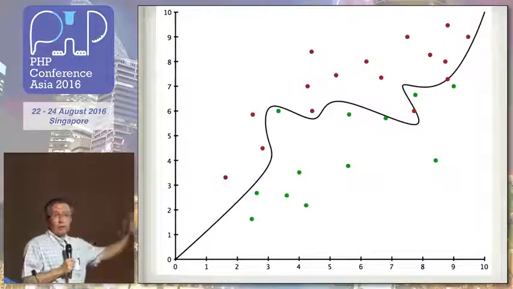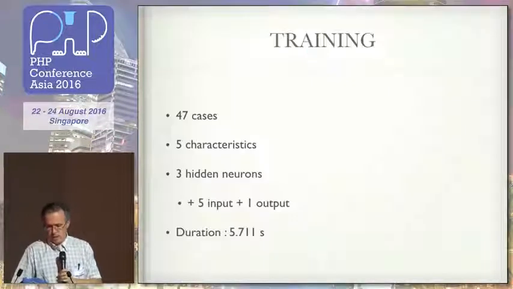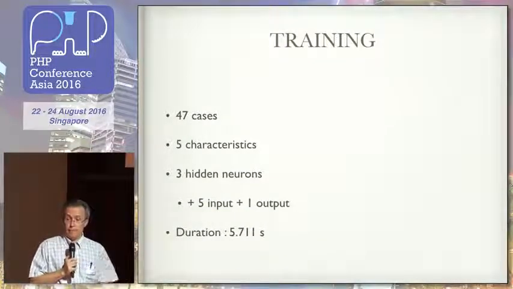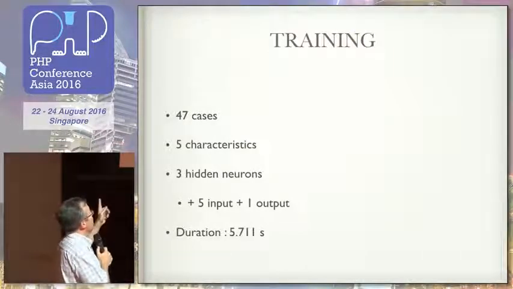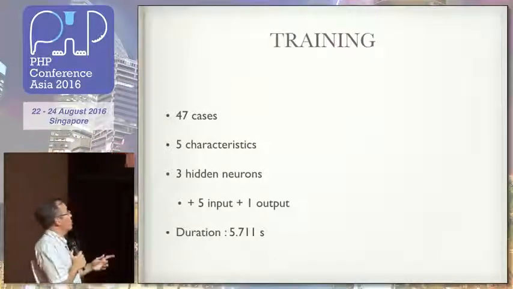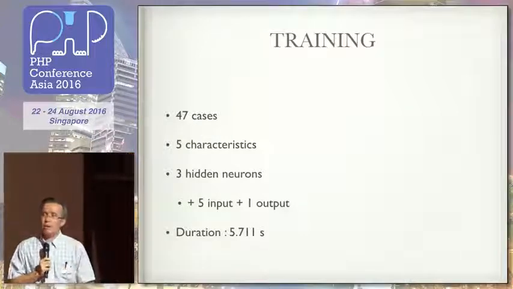As for me, I just started with the documentation values, and it worked very well, so that was nice. Now, training, real case. Here are the actual values that I worked on. So to train for phpMyAdmin's analysis, 47 cases, not too many, 5 characteristics incoming, and our configuration of 3 hidden neurons, 5 input, 1 output, 6 seconds of training.